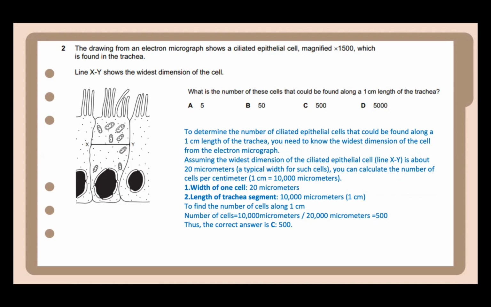Assuming the widest dimension of the ciliated epithelial cells, line X to Y, is about 20 micrometers, a typical width for such a cell, you can calculate the number of cells per centimeter. 1 centimeter is equivalent to 10,000 micrometers. Width of one cell is 20 micrometers, and the length of trachea segment is about 10,000 micrometers. To find the number of cells along 1 centimeter, the number of cells is 10,000 micrometers divided by 20 micrometers, and you get the value of 500.